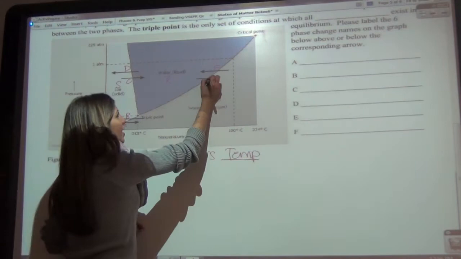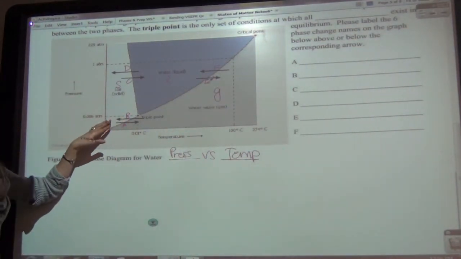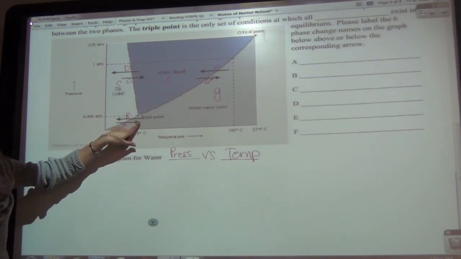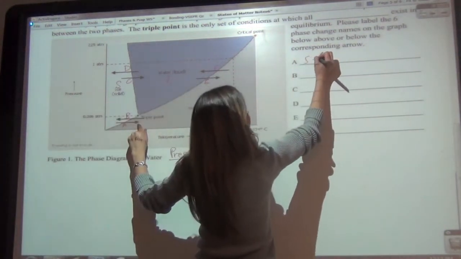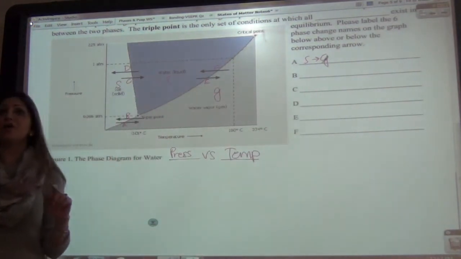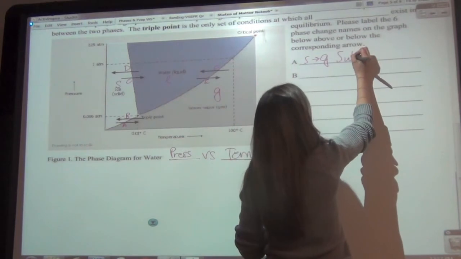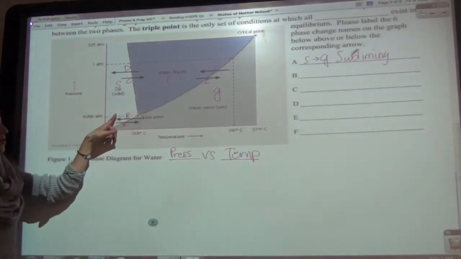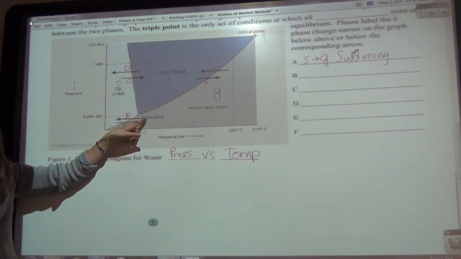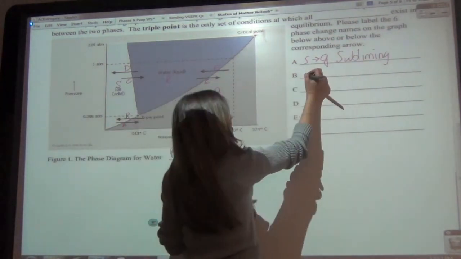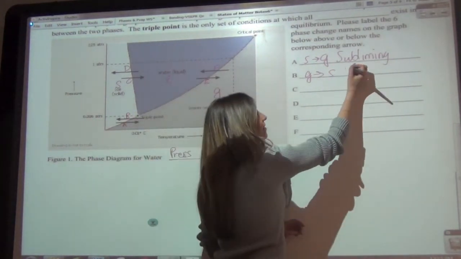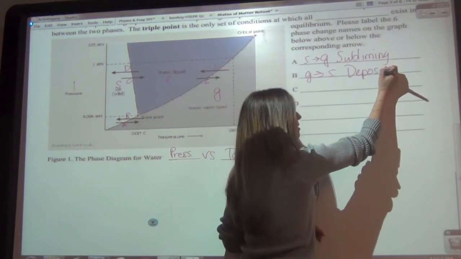Okay, so let's start to label these. Here, A starts as a solid and turns into a gas. So let's write solid turning into a gas. Do you remember what that phase change is called? Subliming. Perfect. Sublimation, so that's subliming. Very nice. What is B then? You're changing from what to what? Gas back to solid. Very good. And what do you call that? Deposition. Good. We're going to say depositing.